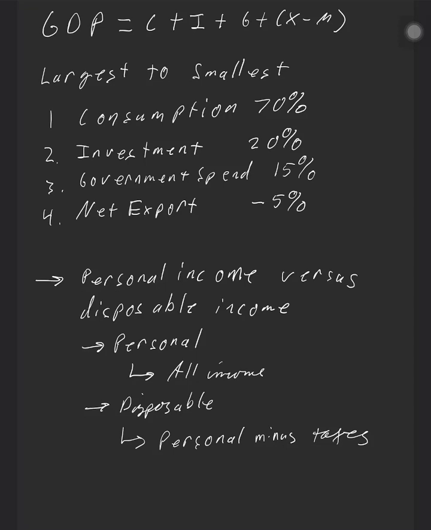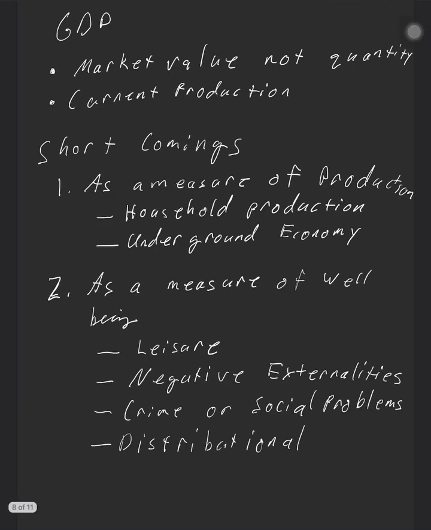Okay, another quick point, just because this is a thing we're going to deal with later on in the class, and I want us to have seen it already, is personal income versus disposable income. Your personal income is all your income. Your disposable income is your personal income less your taxes, and that's going to factor into consumption and government spending later on.